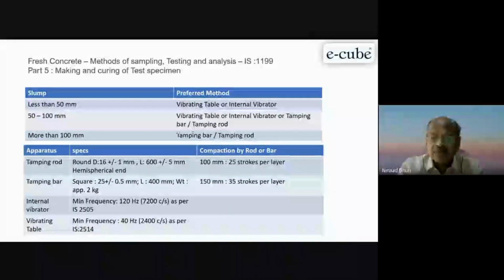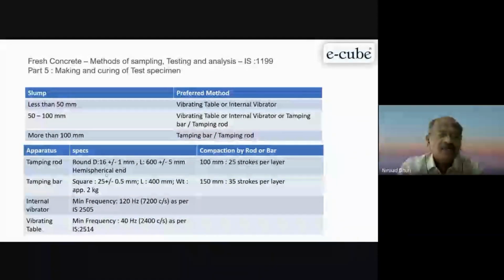Earlier this bar was not there. Since all our specifications are now aligned with ISO, this bar is given. You can see here the square bar, 25 mm plus or minus, and the weight is important, approximately 2 kg. Earlier, for all our specimens, we used only a tamping rod of 16 mm diameter and 600 mm length with a hemispherical end.